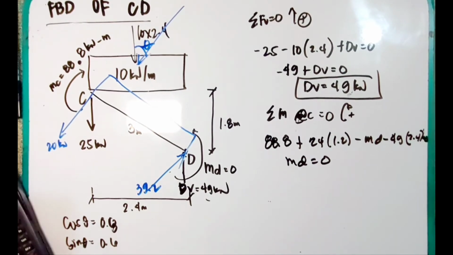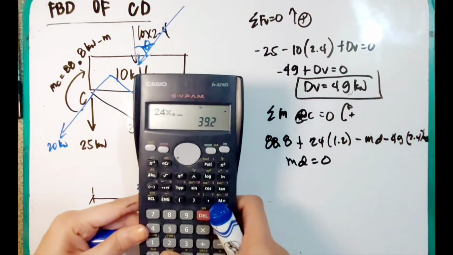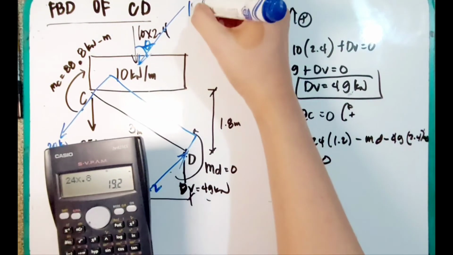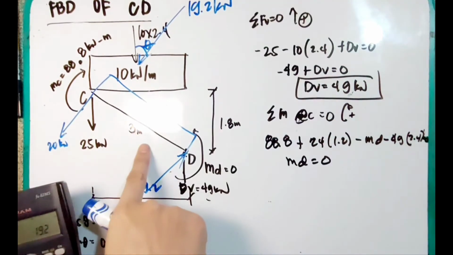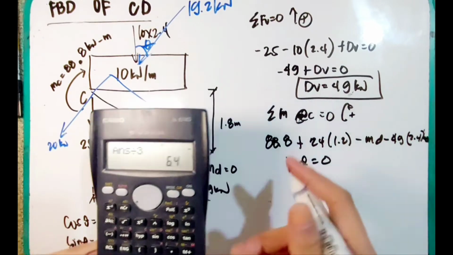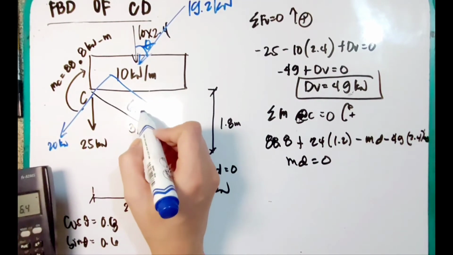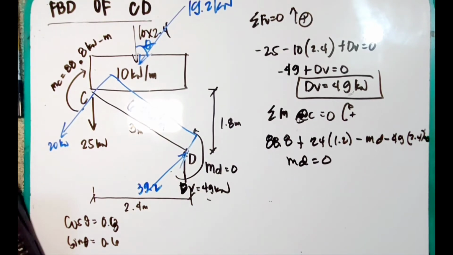Adjacent, that is cosine. So, 24 times adjacent, which is 0.8, that is 19.2. Okay, that is kilonewton. Since ito ay 3 meters span, so divide lang natin to ng 3. So, we have 6.4 kilonewton per meter. Okay? Next is free body diagram at DE.